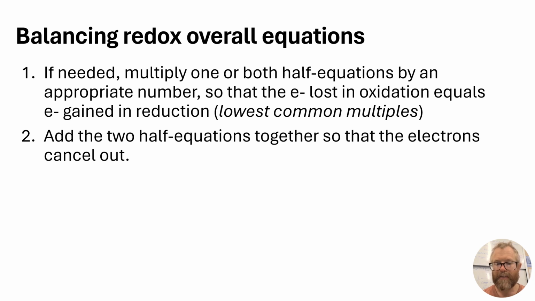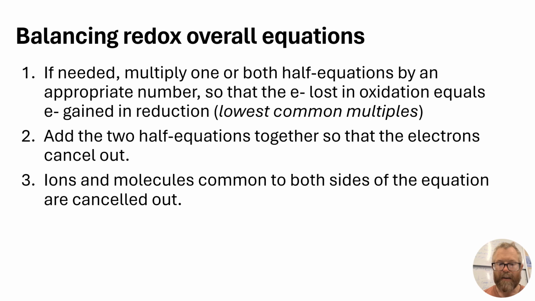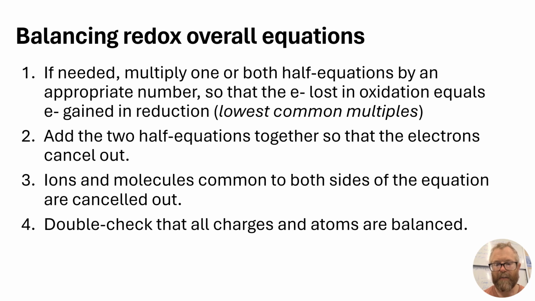Once you've done that, you can add the equations together, reactants on the reactant side, products on the product side, cancelling out those electrons because they're both the same. And then any ions or molecules that are common to both sides, we can cancel them out, simplify that, and we can double check that we've got everything there in the end.